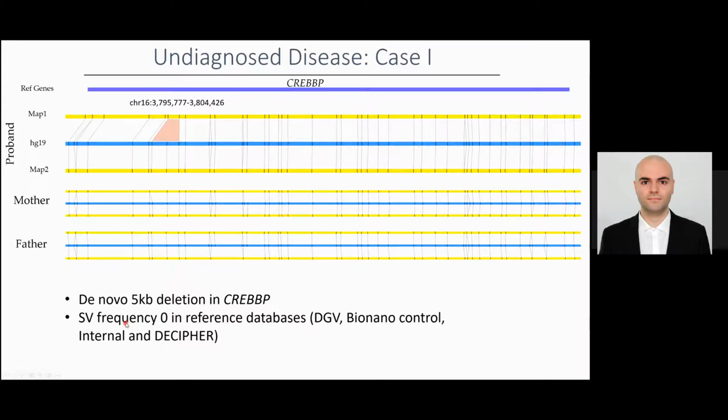Our analysis shows that the frequency for this particular variant is 0 in reference databases, including the Database of Genomic Variants, the control database, our internal cohort database that has approximately 80 individuals, and the Saphyr database.